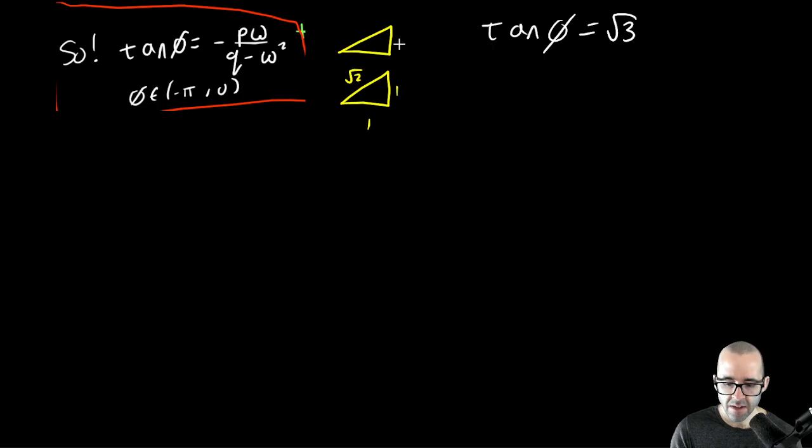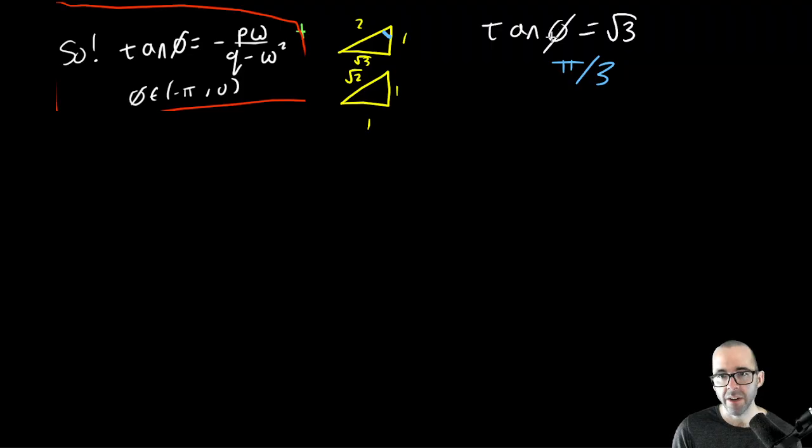45, 45, 90, and 30, 60, 90. When is the tangent going to be root 3? When is opposite over adjacent going to be root 3? The answer is right here. That's a 60-degree angle, pi over 3. But again, we don't want pi over 3. Right, pi over 3 is an answer to this, but we don't want that answer.